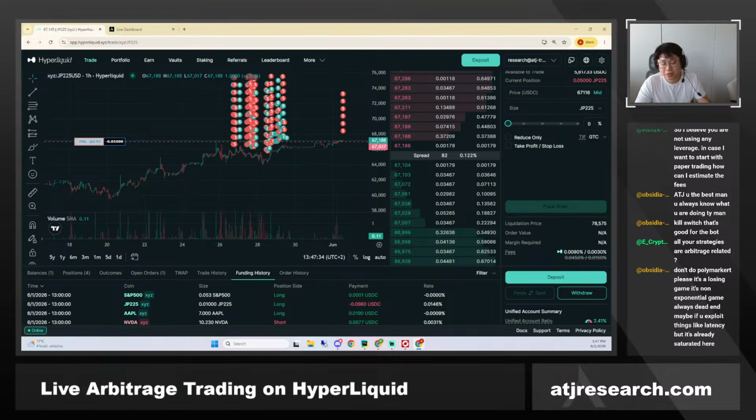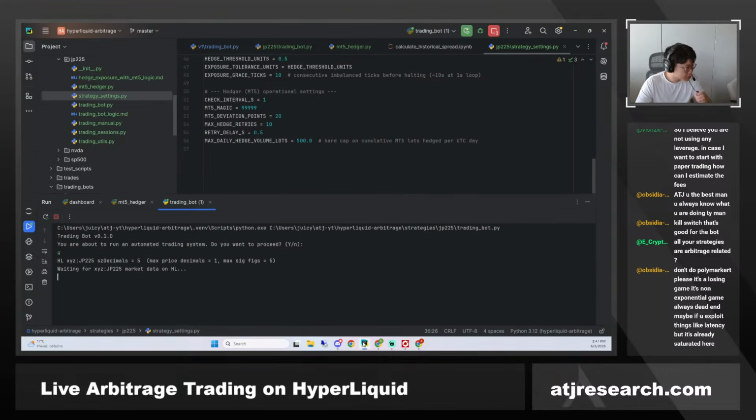Kill switch, that's good for bot. Yes, I should add a kill switch. So right now the kill switch is me pressing on this X button, right? That would be the kill switch right now. But if I'm somewhere away, maybe I want to create a web app where I can kill it remotely, maybe from my phone. So that's definitely something that we can build this week.